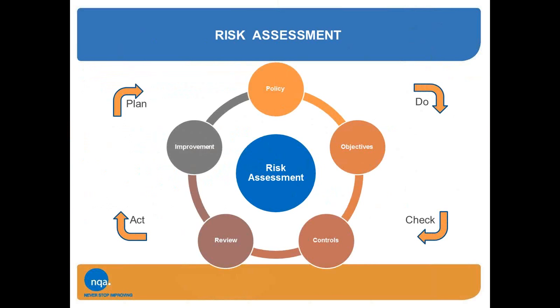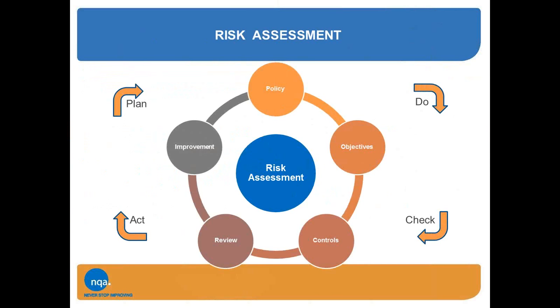So if we just look at the overall plan, do, check, act model, we look at risk assessments. We need to look at risk assessments as potentially the primary hub in the wheel, because if we haven't risk assessed, how do we know what we need to control? The policy of the organisation can influence the types of controls, as I've said, when we talked about PPE and the various things and the commitment.